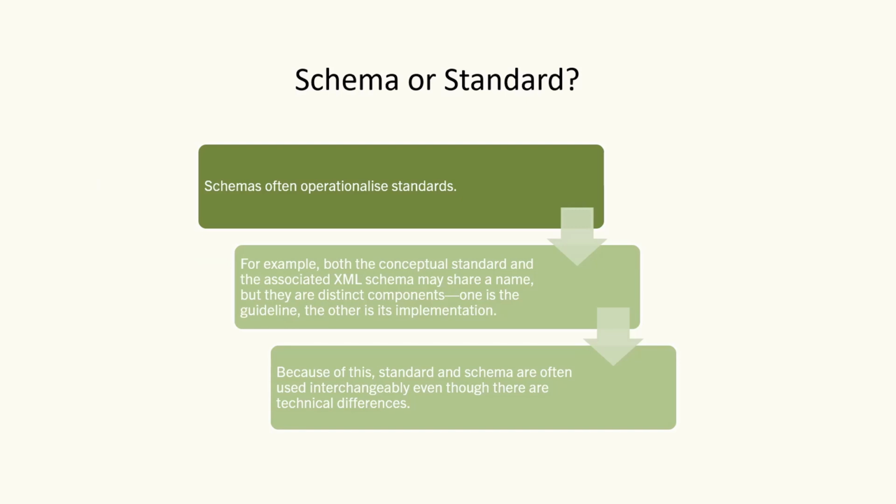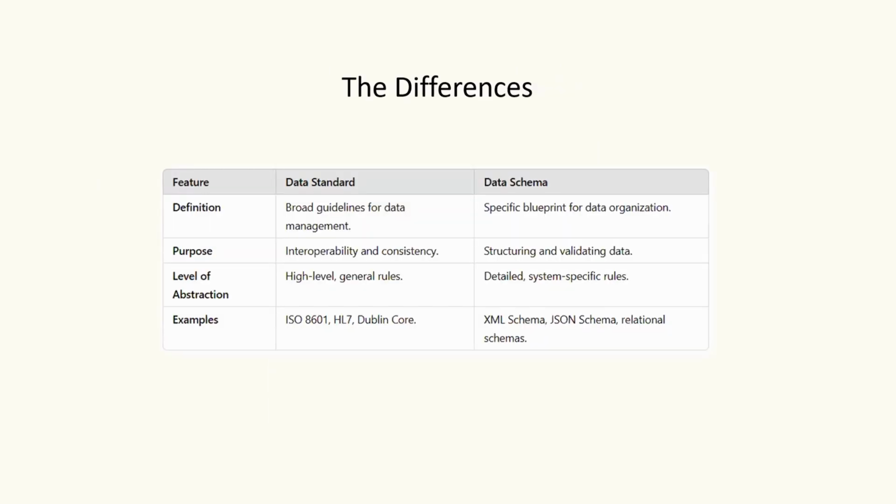They're two different things, but we kind of go back and forth when we use those words because often they're talking about the same end product or the end idea. So what are the differences? Again, to summarize, the standard is the broad guidelines for data management, and the schema is the specific blueprint for data organization. So the standard's purpose is interoperability and consistency, but the data schema structures and validates the data.